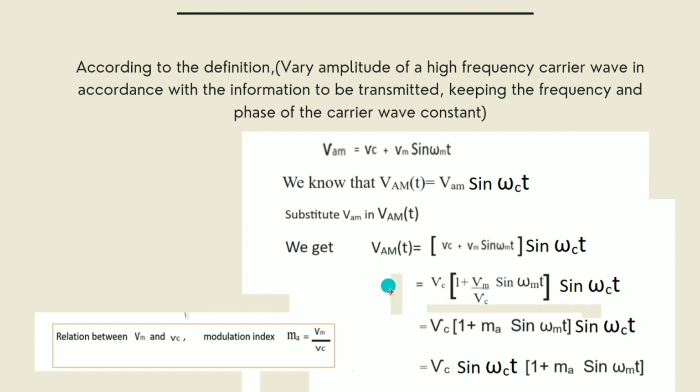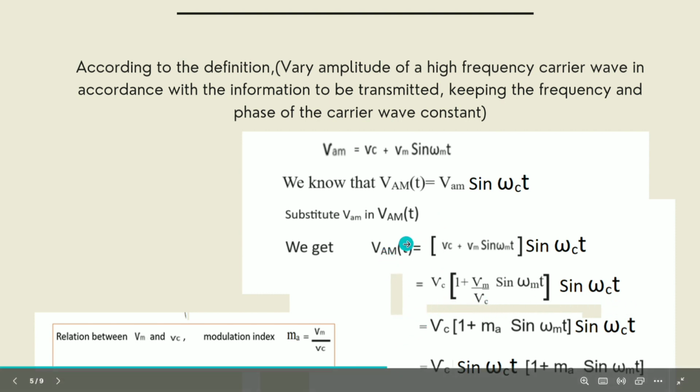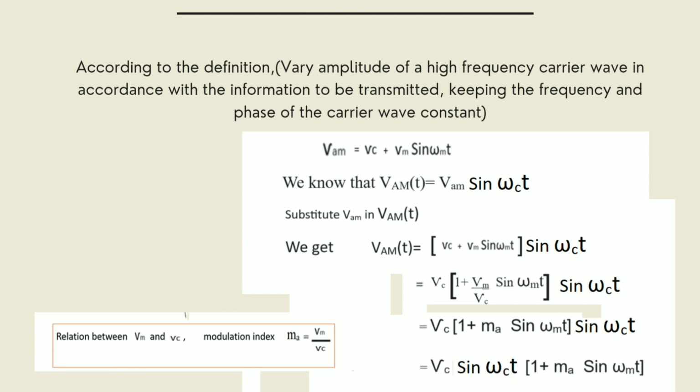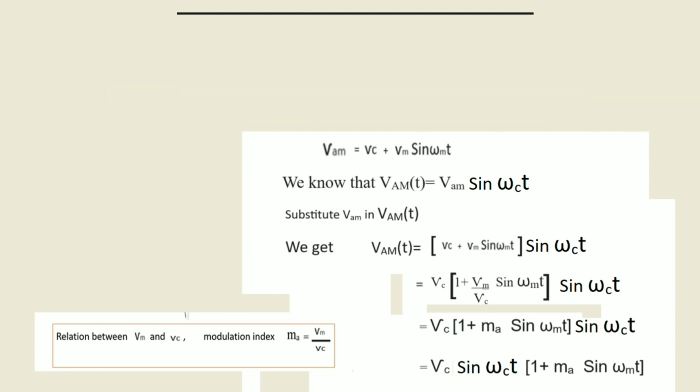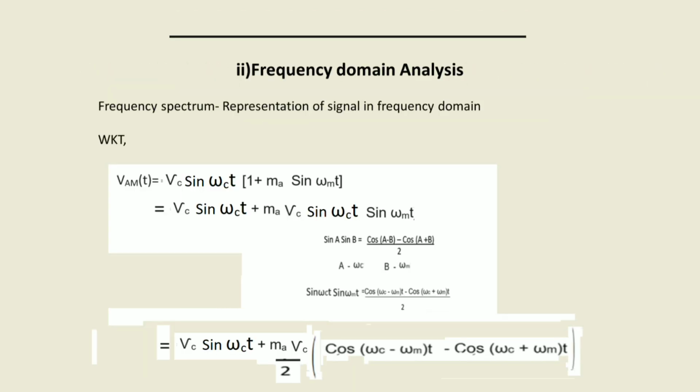So the final outcome can be represented as Vam of t is equal to Vc sin omega ct into 1 plus Ma sin omega mt. Kindly make a note, that is the final expression under the time domain analysis. That is your last expression, which is Vam of t is equal to Vc sin omega ct into 1 plus Ma sin omega mt.